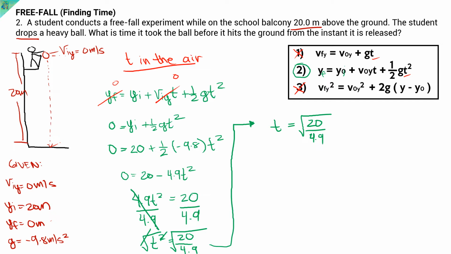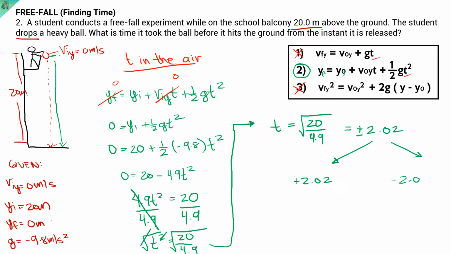Okay, plug that in your calculator. You're going to have 2.02. And since this is square root, it means that we actually have two answers, a positive 2.02 and a negative 2.02. So let's analyze what do we mean by a positive 2.02 and a negative 2.02. A positive 2.02 means it started here kung saan drinap yung ball, going kung saan papunta yung ball. So that's the positive 2.02.